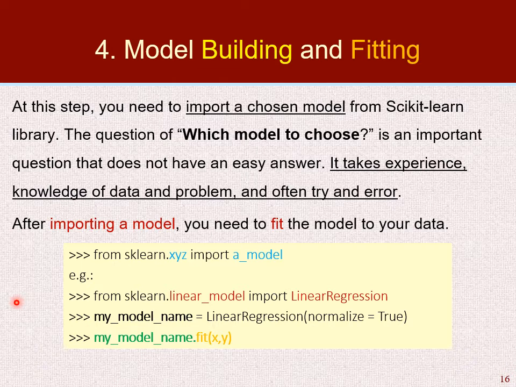And next, you need to fit your model to your data. So this is your model, my model name, LinearRegression, normalize equal to True. This is actually a parameter that we're going to talk about, the parameters of each algorithm, as we learn about them. And to fit your model to data, you need to use fit(X, y). So your model name, whatever it is, dot fit, and then put in the sample data that you have, which is the training data set X and the label y. This is going to train and fit your model to your data.